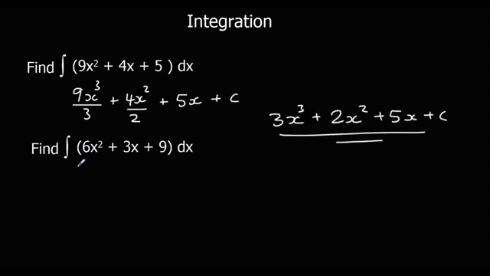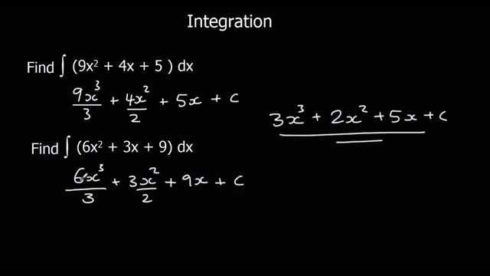So same again, follow the same process. Add 1 to the power, divide by the new power, and put a plus c on the end. So let's add 1 to the power, divide by the new power, add 1 to the power, divide by the new power, add 1 to the power, divide by 1 again, we don't have to write that, plus c.